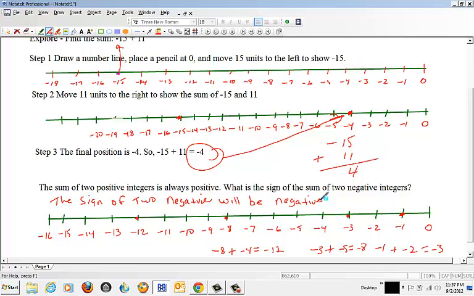Okay? Take your time, go over this, and then we'll move on to the rules of adding integers without using the number line at all.